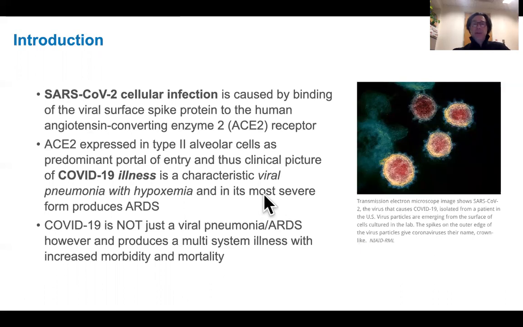COVID-19 is not just a viral pneumonia or an ARDS picture, however, and truly produces a multi-system illness with significant morbidity and mortality. And it's fair to say that COVID-19, in addition to being a very dangerous infection and really wreaking havoc in our healthcare system, has also resulted in profound impact in every aspect of our lives. And it's hard to imagine how our lives will exist after the COVID-19 epidemic is past us.